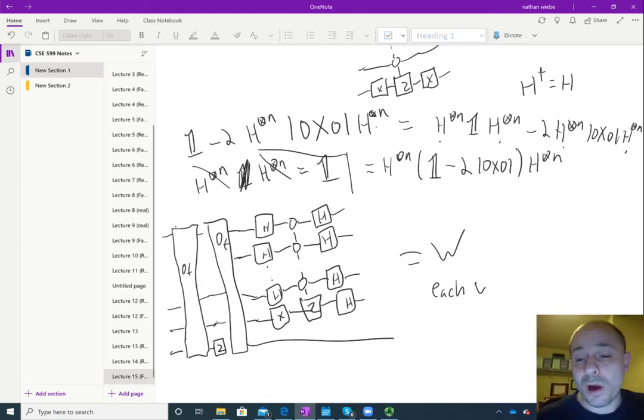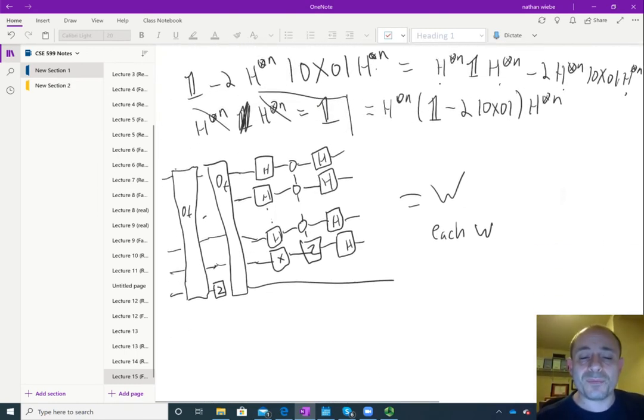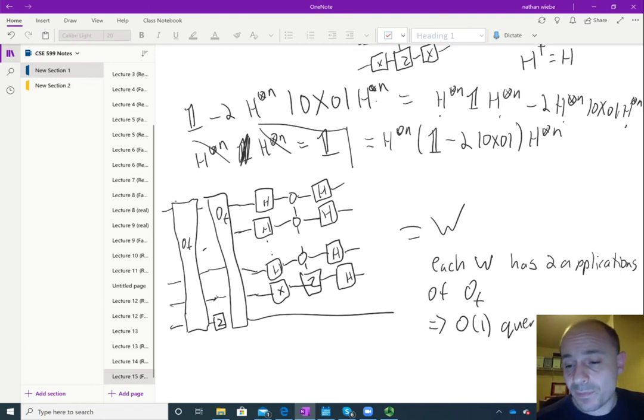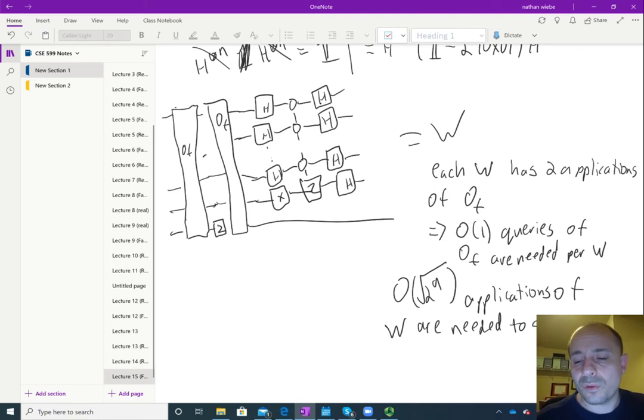So each walk operator from this part, which again is just an incredibly messy redrawing, or attempt for me to redraw this guy over here, each W has two applications of O_f, which implies that order 1 queries, i.e. accesses or applications of the black box function O_f, are needed per W. Now, we showed previously that order 2 to the n over 2, square root of 2 to the n, applications of W are needed to solve, or are sufficient, I should say more accurately, to solve the search problem.